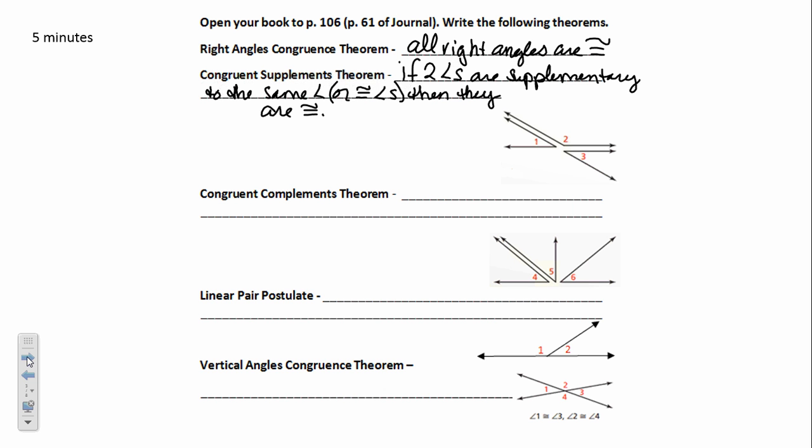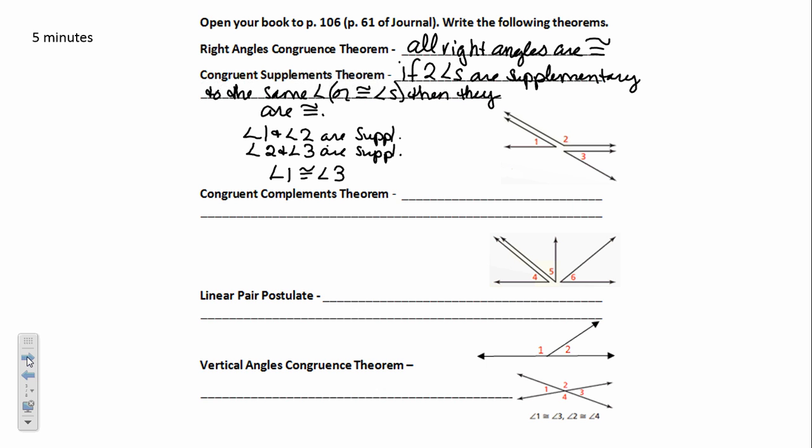All right, so this means that since 1 and 2 are supplementary, and 2 and 3 are supplementary, therefore 1 has to be congruent to angle 3. They're both supplementary to 2. They're congruent to each other. You wouldn't have to write the whole theorem out. You could just say congruent supplements theorem if you were proving something using that. Okay.